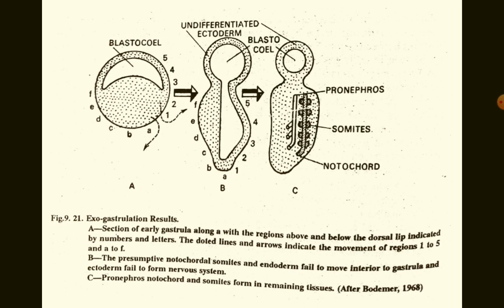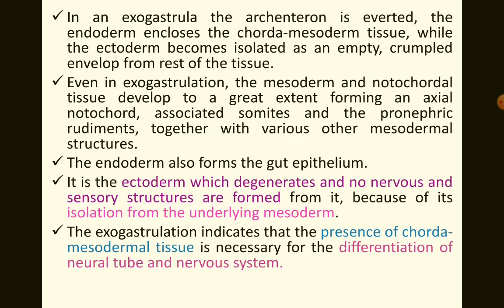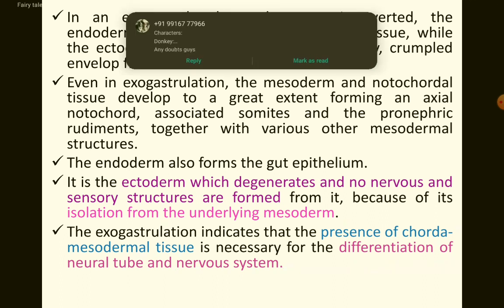So what does it mean? It means that the derivatives of this ectoderm are completely shunted off. So what happened in this exogastrula? In an exogastrula, the archenteron is everted, it is not formed. The endoderm encloses the chorda mesoderm tissue, while the ectoderm becomes isolated as an empty crumbled envelope from the rest of the tissue.